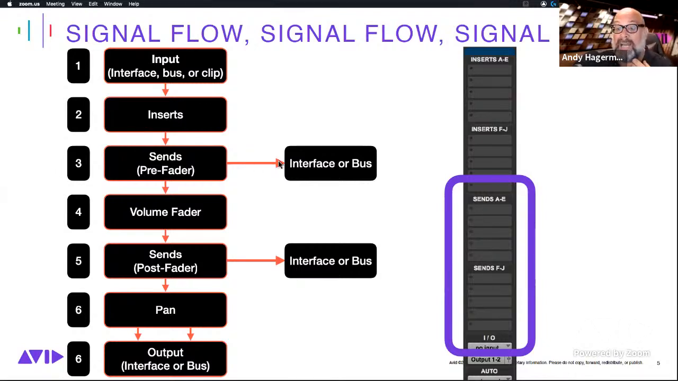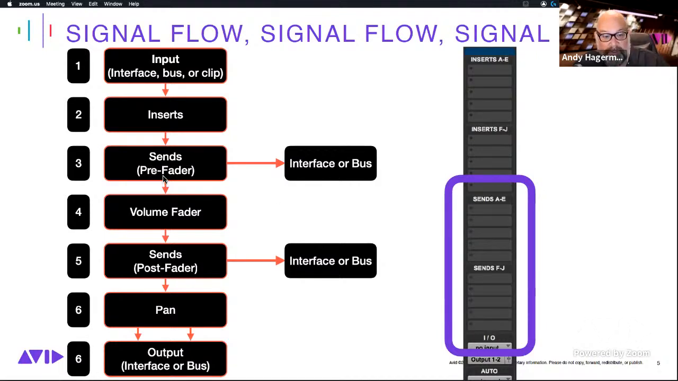And it can route it to either an interface, an output, or it can route it to a bus for internal routing. Now, a pre-fader send is typically used for things like headphone mixes. So if you're doing some recording, you've got your headphones on and you're listening to the mix so you can play your guitar or your bass or whatever, you will typically use a send to get that signal to your headphone mix. And the kind of send that you're going to use is called a pre-fader send.